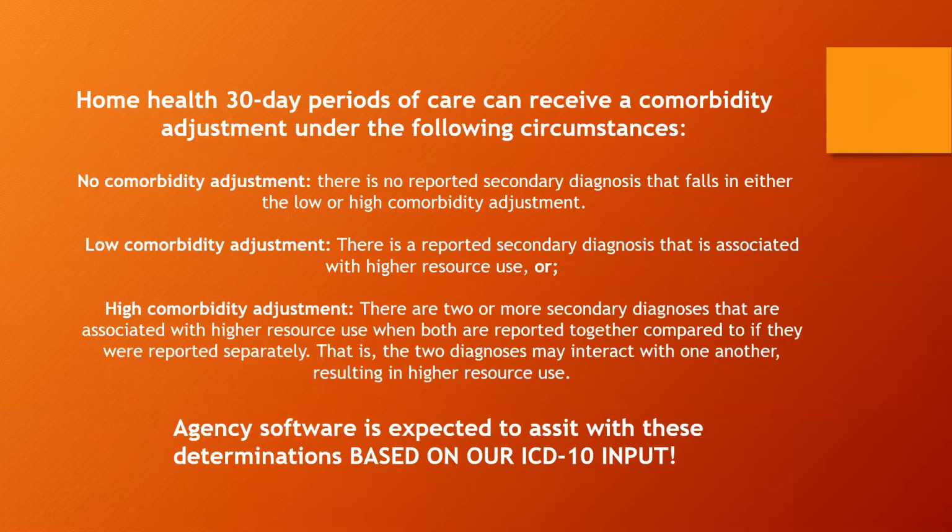or there may be a high comorbidity adjustment when there's two or more secondary diagnoses that are associated with higher resource use when both are reported together. Compared to if they're reported separately, meaning in other words, you could take two simple things, but when you put them together, it's not simple. And CMS is recognizing that and making a high comorbidity adjustment for that because it recognizes the interaction of those diagnoses. And that's pretty clever.